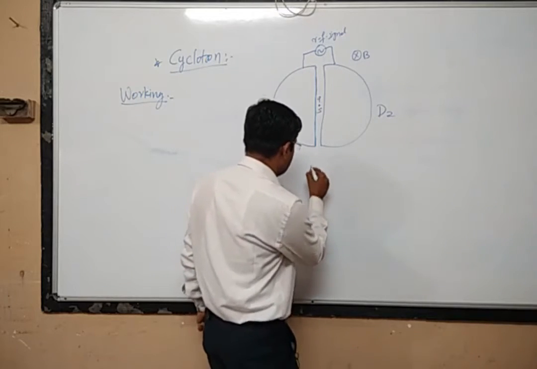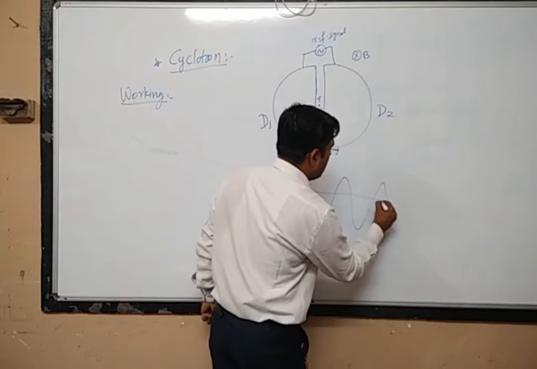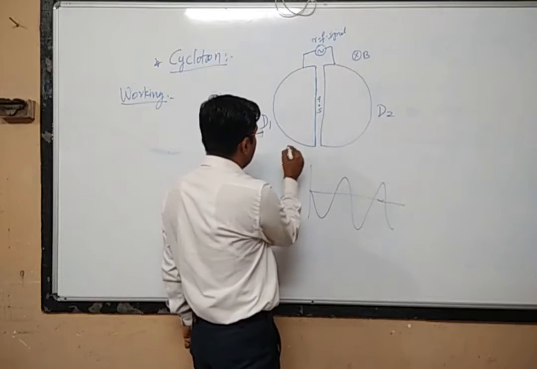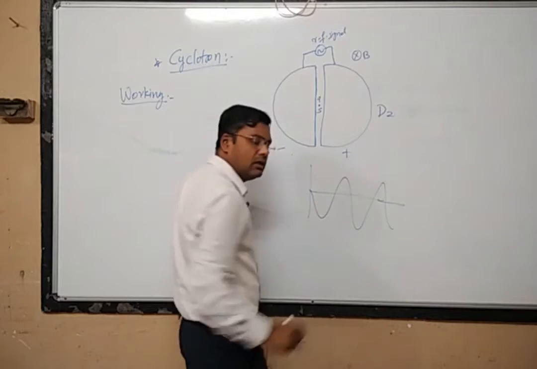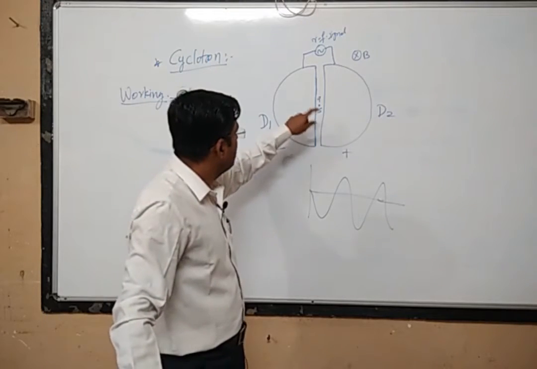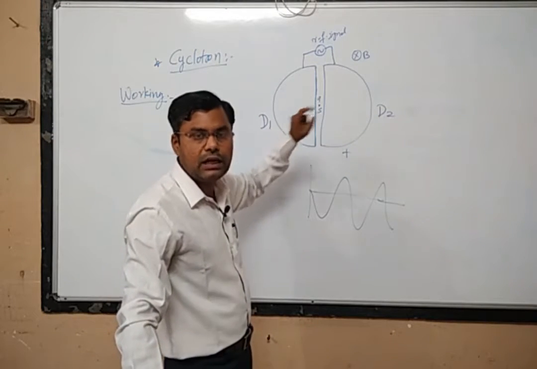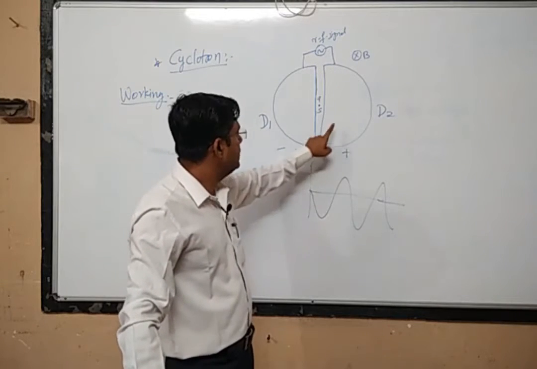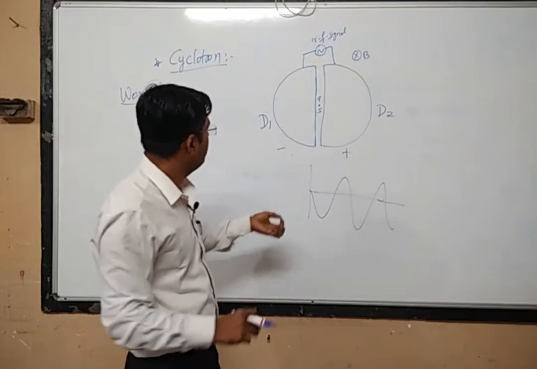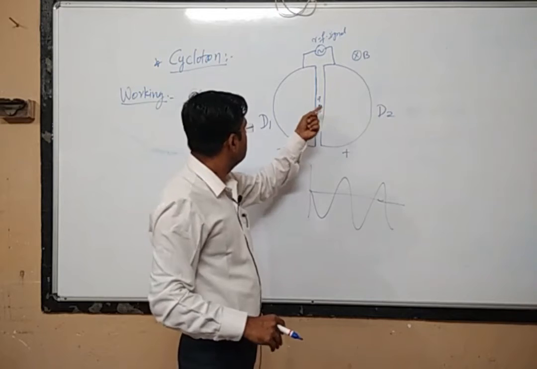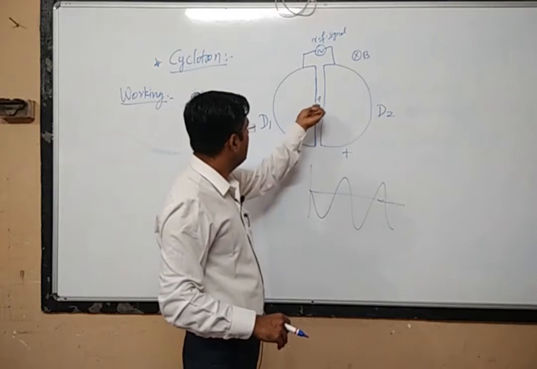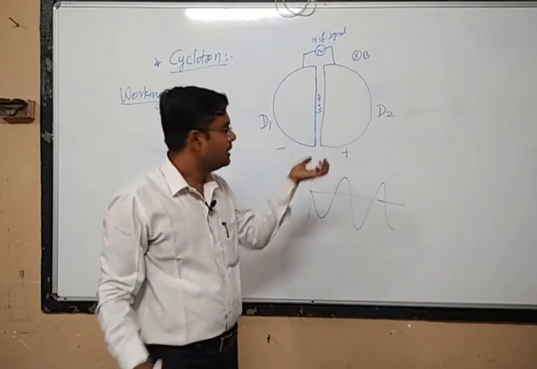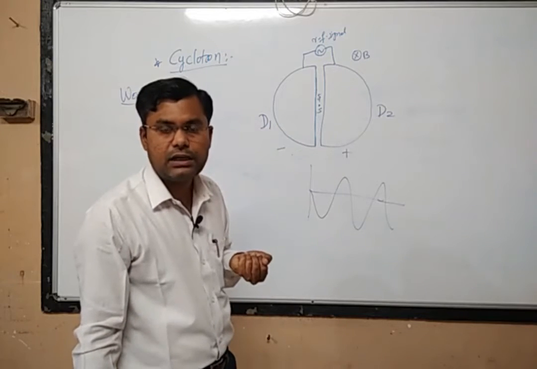The RF signal generator is nothing but one type of AC signal whose frequency is very high. At some point of time D1 will be at negative potential and D2 will be at positive potential. Assume that at the instant the source emits positively charged particles, D1 is at negative potential and D2 is at positive potential. Then D1 will attract the charged particle towards itself, because the particle is positive and D1 is negative.